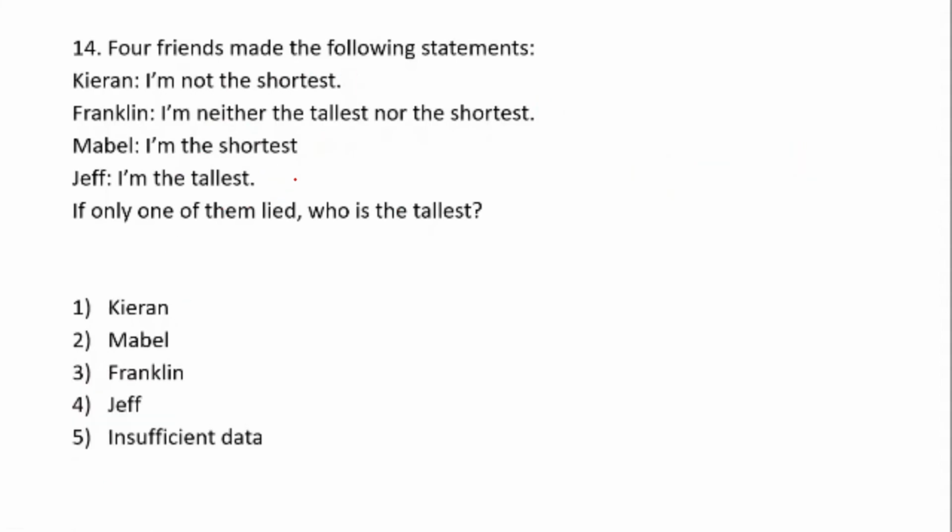Now, what about if Jeff is the liar? I'm the tallest. That means Jeff is not the tallest. Okay, then this should be telling the truth. I'm not the shortest. So Kieran can be here, here, or here. Franklin is also telling the truth. I'm neither the tallest nor the shortest. So Franklin must be here. And then this one is telling the truth. I'm the shortest. So now we know Mabel is the shortest.